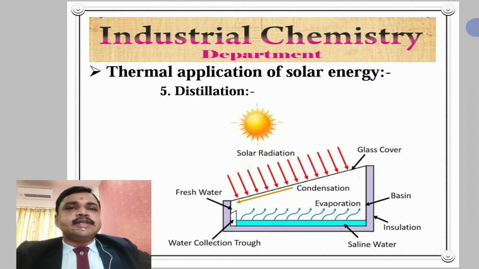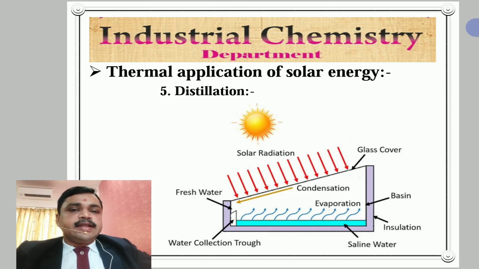A sloping transparent cover is provided at the top. Solar radiation is transmitted through the cover and is absorbed in the black lining. Solar radiation heats up the water by about 10 to 20 degrees Celsius and causes it to evaporate. Please note that temperature. So evaporation starts with this 10 to 20 degrees Celsius rise.